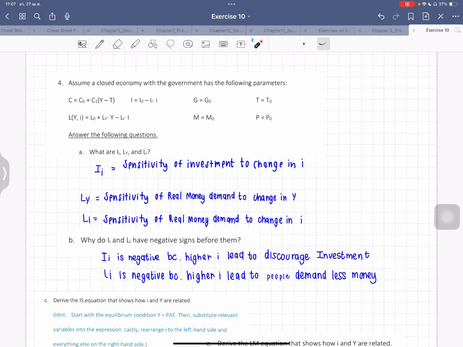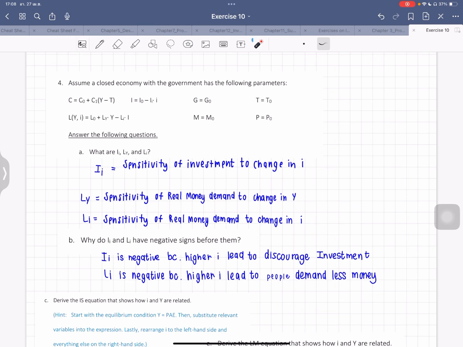So answer the following questions. A: What are I subscript small i, L subscript Y, and L subscript small i? So first, I subscript small i is the sensitivity of investment to a change in the interest rate. Next, L subscript Y is the sensitivity of real money demand to a change in Y. Lastly, L subscript small i is the sensitivity of real money demand to a change in the interest rate.